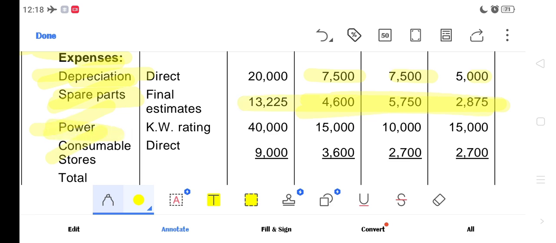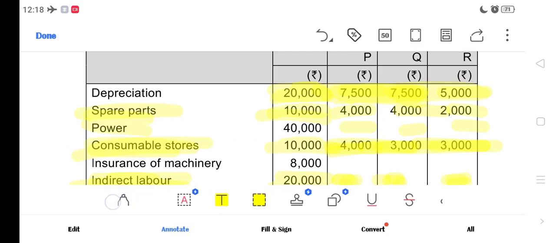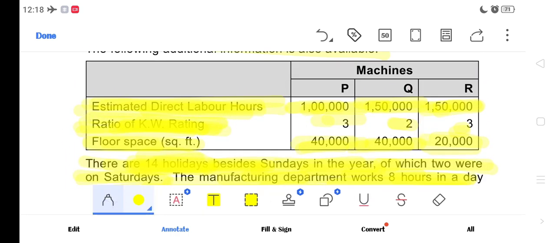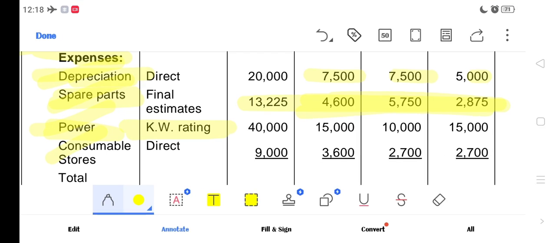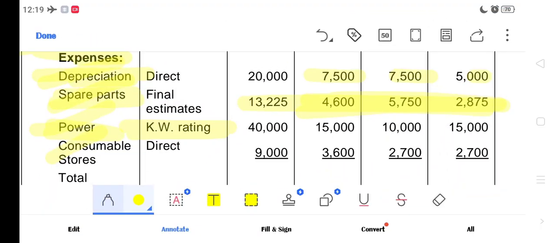Okay, now power on the basis of kilowatt rating. What is this kilowatt rating? They have given some clue, that hint. Ratio of kilowatt rating. So what is this? 3, 2 and 3. What is the total, guys? It's 8 only, no? So total comes to 8. And in what ratio? 3 is to 2 is to 3 only, no? So in that ratio we are going to take 40,000 in the ratio of 3 is to 2 is to 3. You are going to get this.